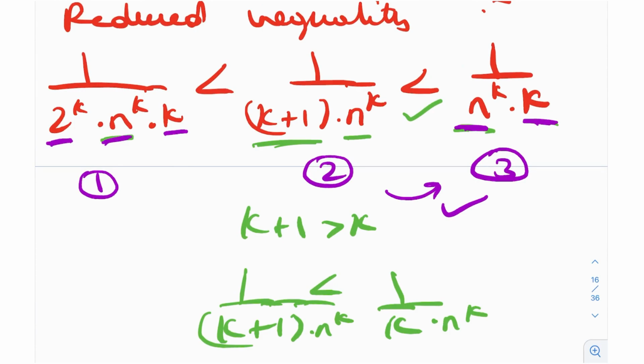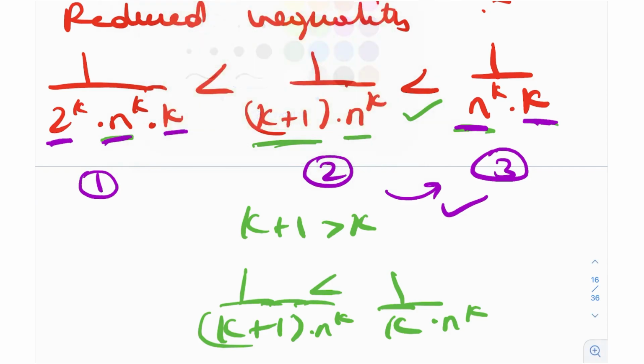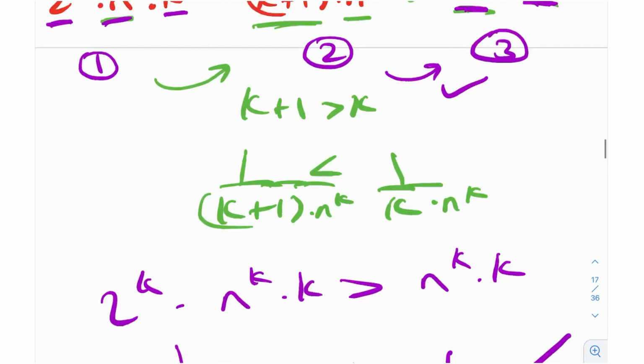So we've proved that 2 and 3 hold, 1 and 3 hold. So all it suffices now is to prove that this middle thing, 1 and 2, also holds. And if you've proven that, that's it, we're done. Now let's just analyze that. What do we have over here?